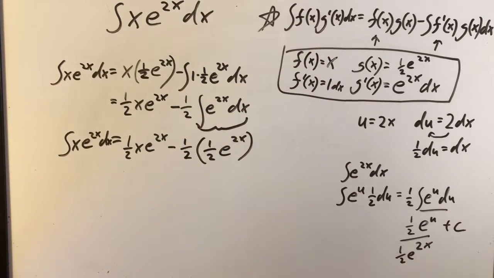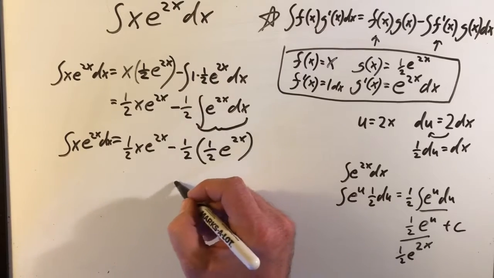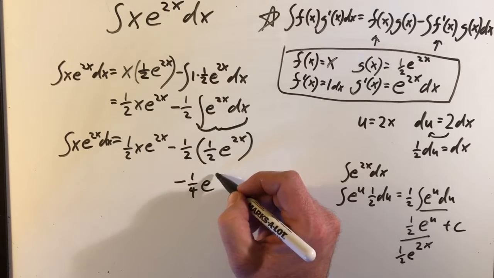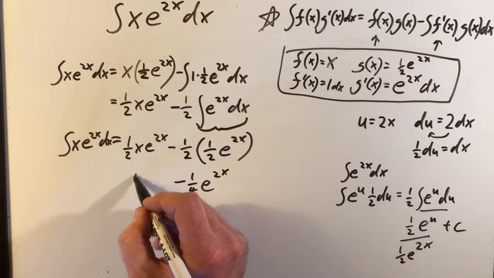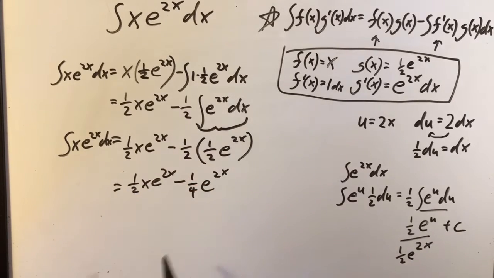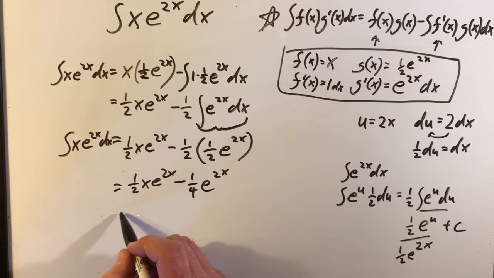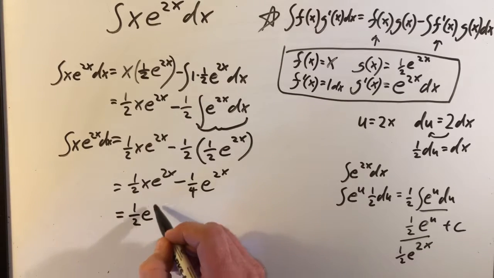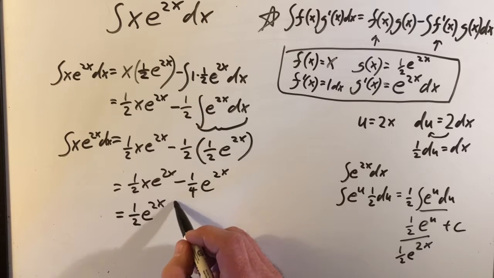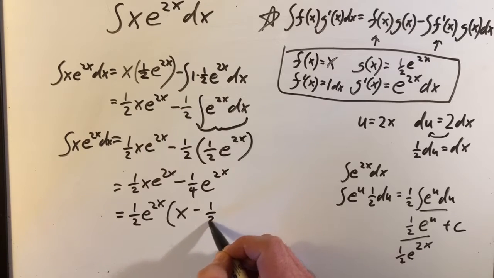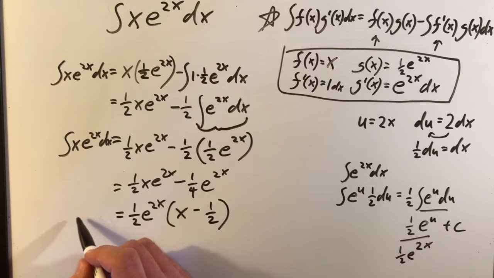Okay, so a little bit of simplification here. This becomes 1/4 e to the 2x. And looking at this a little bit more, I probably could have just said 1/2 e to the 2x times x times 1/2. That looks like a nice answer right there.